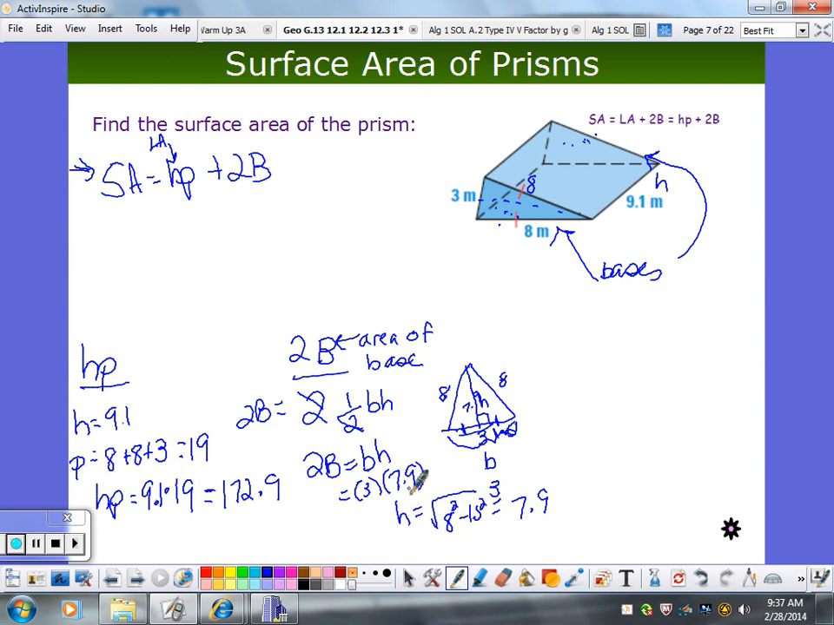Okay. So now we have to do 3 times 7.9. What is it? 3 times 7.9? Somewhere around 24, right? Somewhere around there. And we're doing a little bit of rounding here. So now I just substitute into my formula. We found HT. We found this guy. Now we add it up. What do we get?